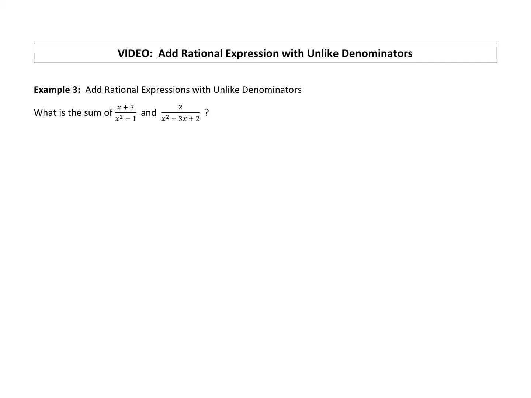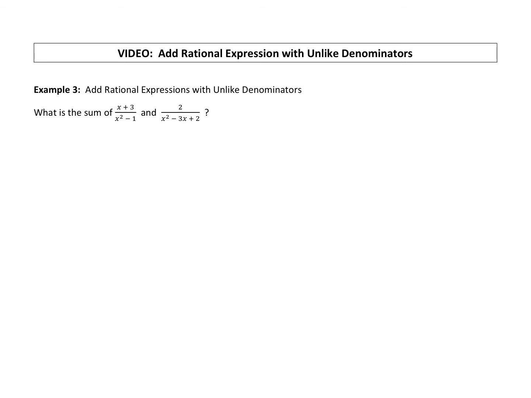Okay, so let's add some rational expressions that do not have a common denominator. It has an unlike denominator. So it says, what is the sum of this rational expression and this rational expression? So we're going to write this out as an addition problem, but what we notice right away is that the denominators are not the same.